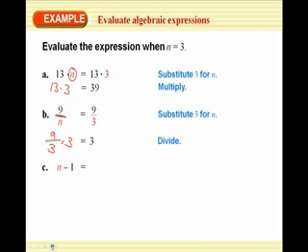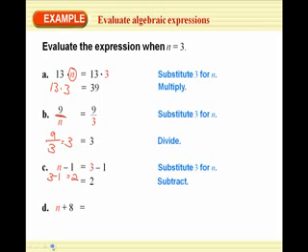So C is n minus 1, and n is 3, so we put in 3 for n right here, so 3 minus 1, which in this case comes out to be 2. Subtract, we get 2. Again, n plus 8, so we put in the 3, 3 plus 8, which is 11. So they substitute it, and then you add, and you get 11.